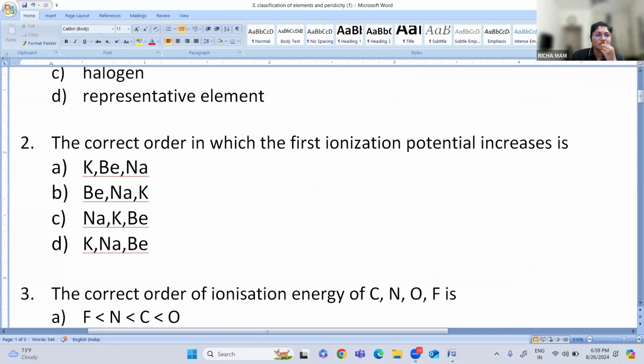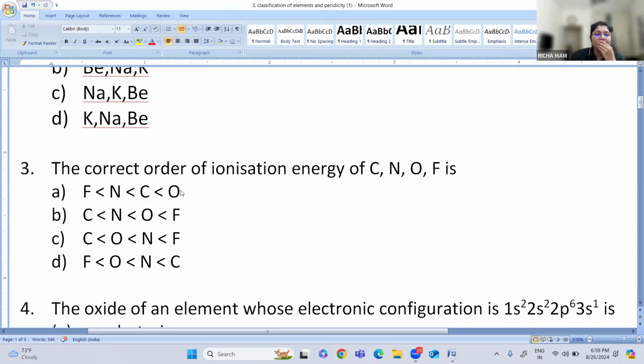I hope this is understood. Okay, let us go for the next one. The correct order of ionization energy of carbon, nitrogen, oxygen, and fluorine is, again, the knowledge of ionization energy. What all you need to know? What is ionization energy? How is the trend followed? And what is the placement of elements in the periodic table? So this knowledge is important. If you know this, very simple questions. You just need to apply this knowledge and crack the question.